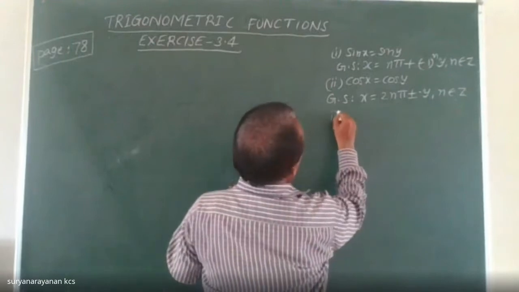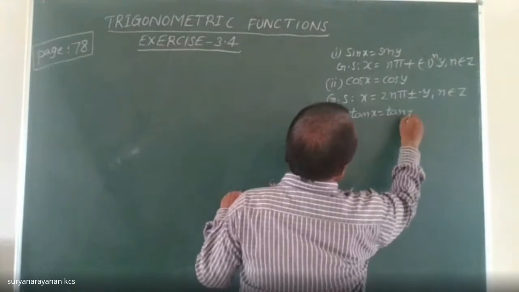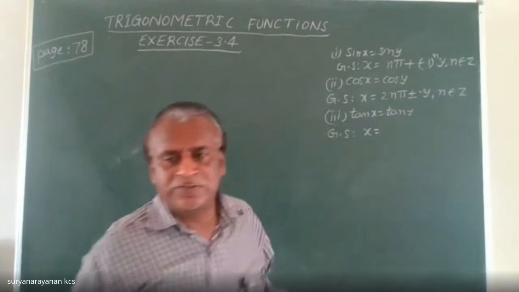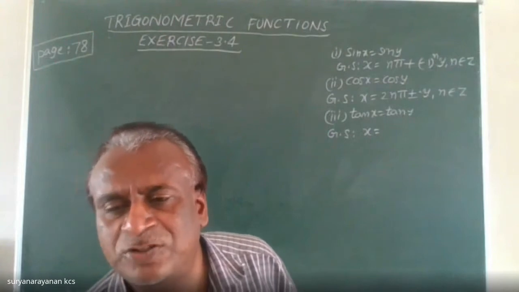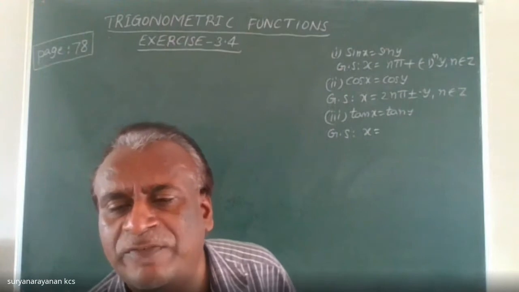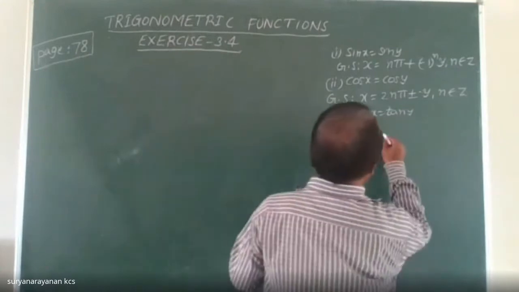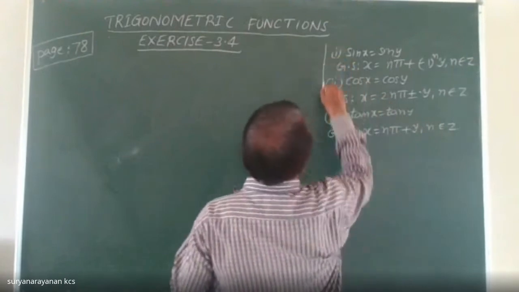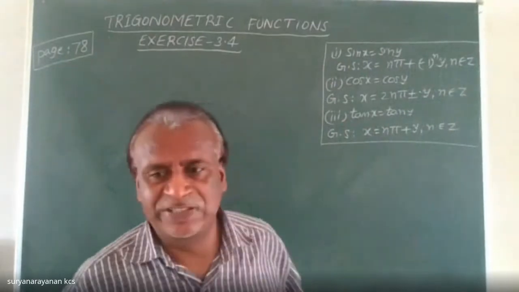And the third one, the general solution of the equation tan x is equal to tan y. Yes, x is equal to n pi plus y, where n belongs to Z. Please remember these general solutions.